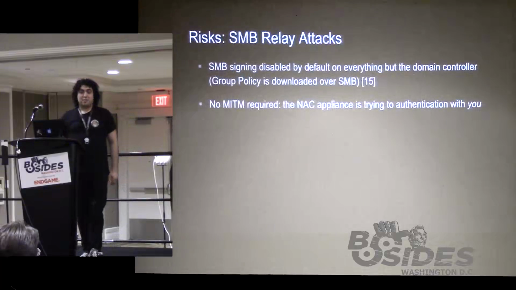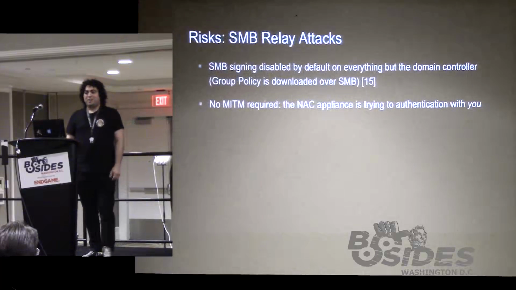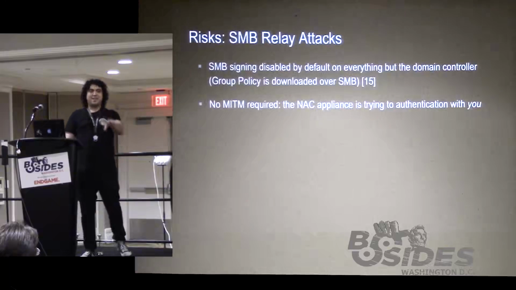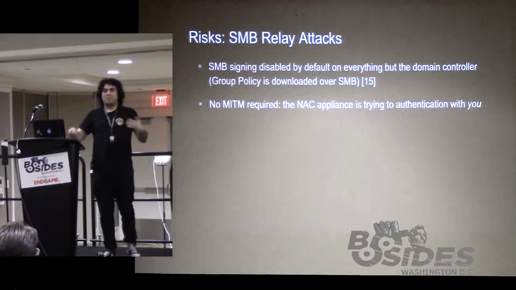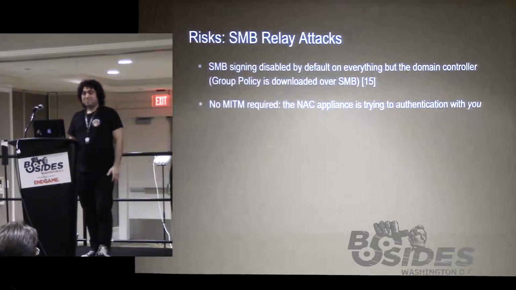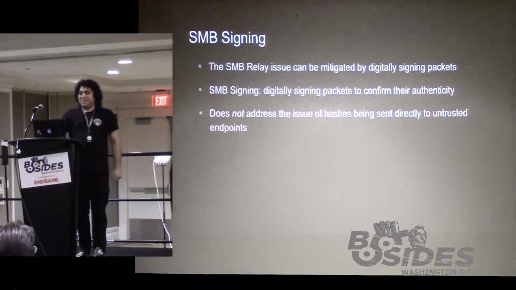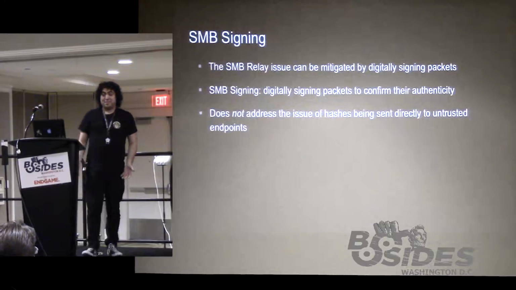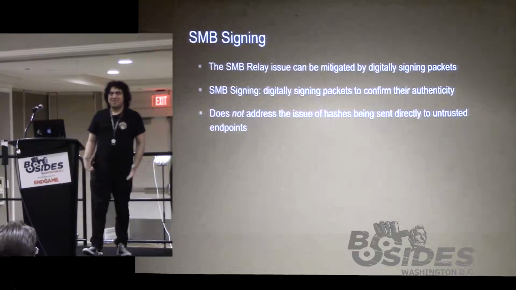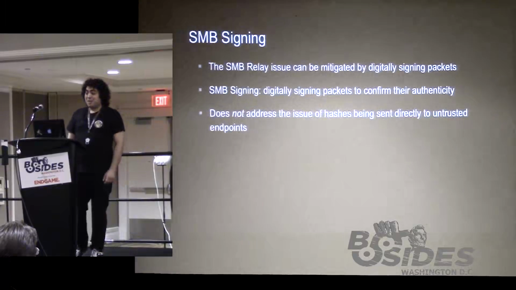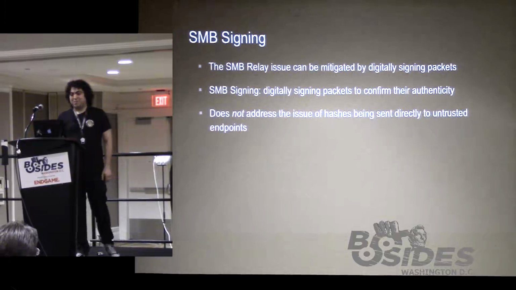So, of course, the first risk that comes to mind is using something like Impacket or Responder to perform SMB relay attacks, where you just add something to the network, wait for this thing to authenticate with you, relay the authentication attempt to something else, and pivot into it. And actually, you don't need a man in the middle there because the NAC appliance is trying to authenticate with you. Of course, you can mitigate this fairly easily by enabling SMB signing. Although it's worth mentioning that SMB signing is usually disabled by default on everything but the domain controller. But this doesn't really address the issue of hashes being sent directly to untrusted endpoints.